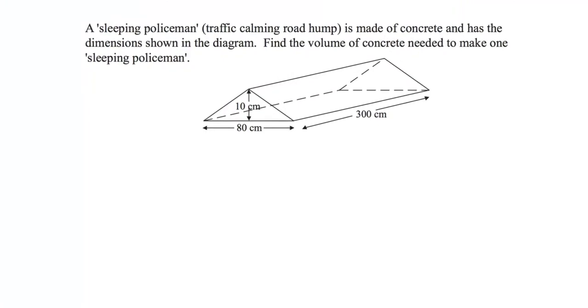Right, moving on. We have this particular example where we've got a traffic calming road hump, and it is this triangular prism shape. We've got to find the volume of concrete needed. We're in centimeters here. The area of this front section is a triangle, and it is calculated by doing a half times the base times the height. So a half times 80 times 10 is going to be 400 centimeters squared. Then we multiply that by this length.